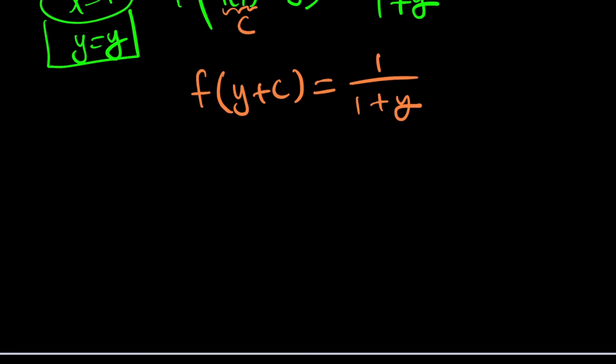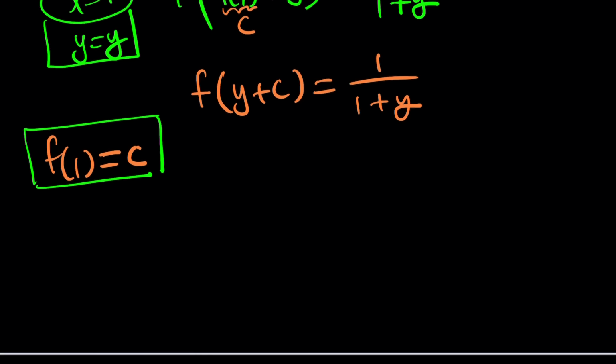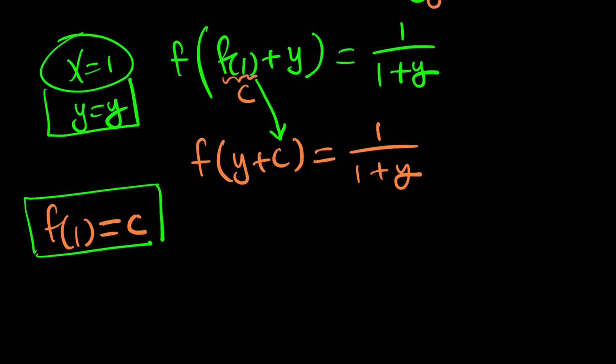How? We can actually replace y with something else. Let's think about it. Maybe I can just replace y plus c with 1. Okay, good. Now, do I know what f of 1 is? That's a good question. f of 1 is c. Yes, I know that. Great. So this is going to be helpful. Okay. So f of 1 is c. That's why we replaced it with c here. You see that?